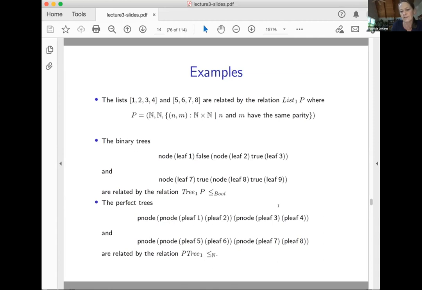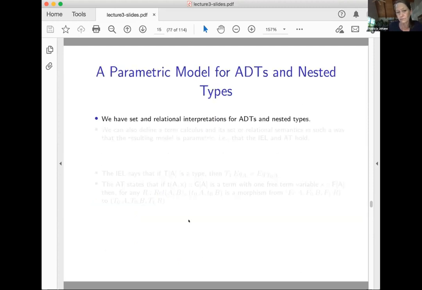So 1 is less than 5, 2 is less than 6, 3 is less than 7, 4 is less than 8. So again, exactly what I hope you would write down if someone said, well, how should I think about this data type as a relation? I think you would say exactly this. Okay, so we have set interpretations and relational interpretations for ADTs and nested types.